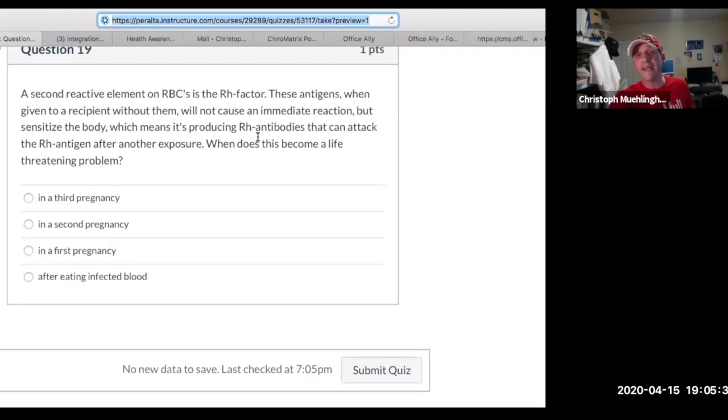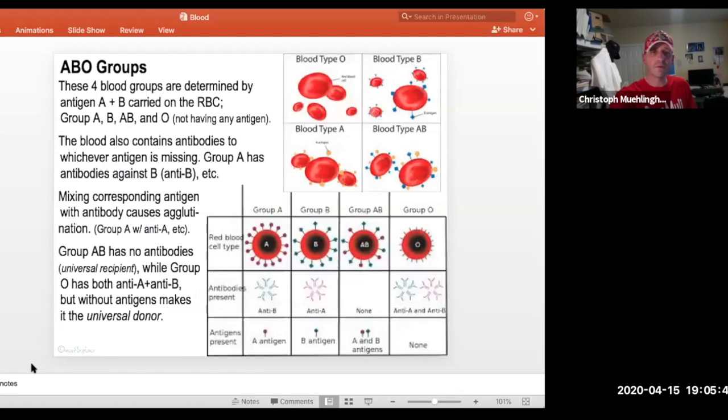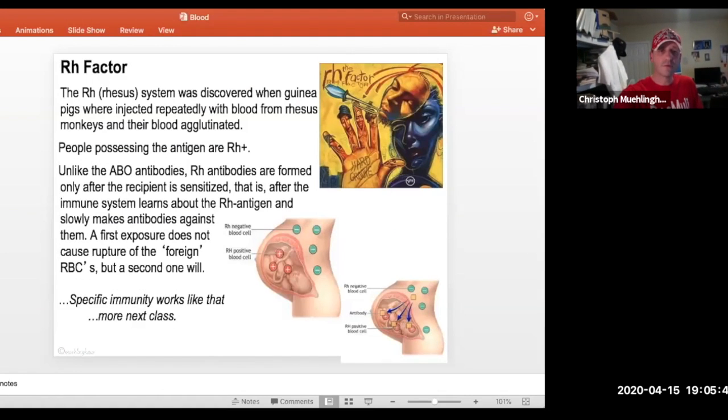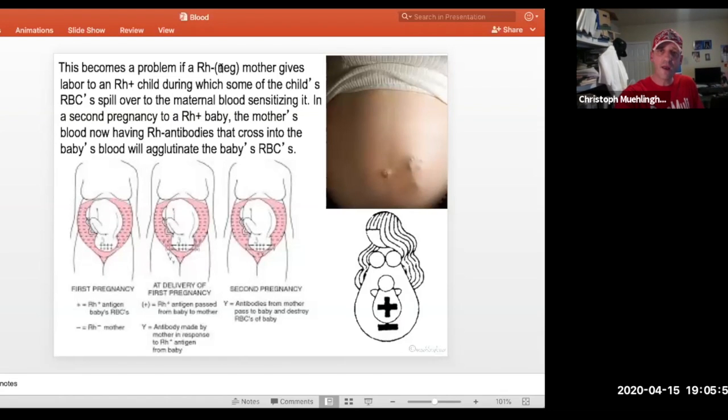In here, it's just negative, because the problem is when you're going to have a baby. When you have an Rh negative mom that gives birth to an Rh positive baby, as the baby gets through the birth canal, some blood will spill over to the mom. Not before that. At that point, the mom will get sensitized. And in a second pregnancy, again with an Rh negative mom and a positive baby, the mom doesn't have the Rh antigen, but the baby does.